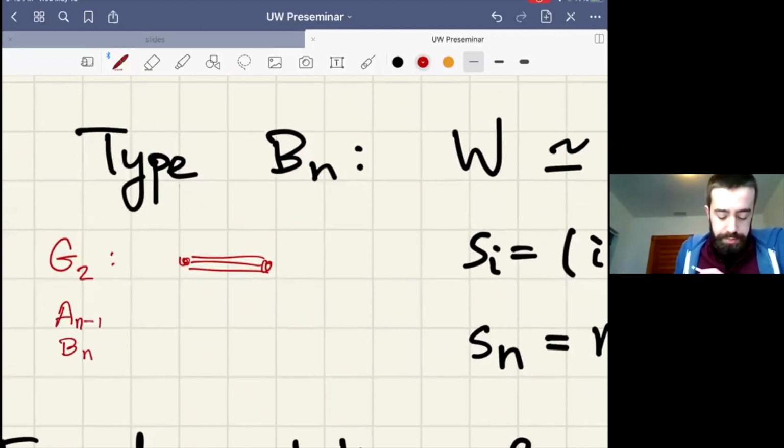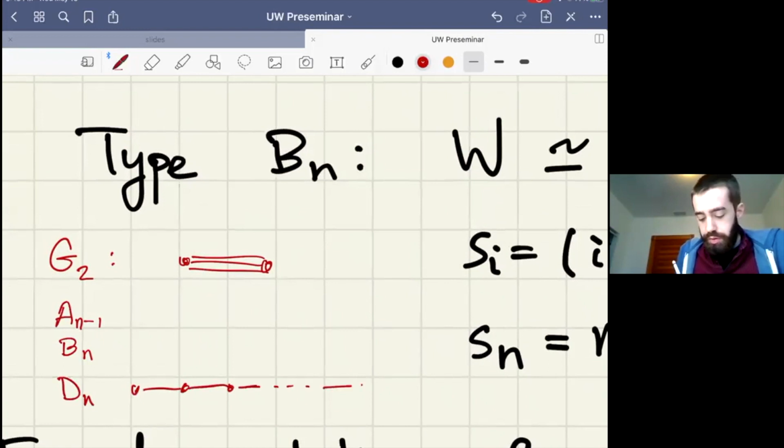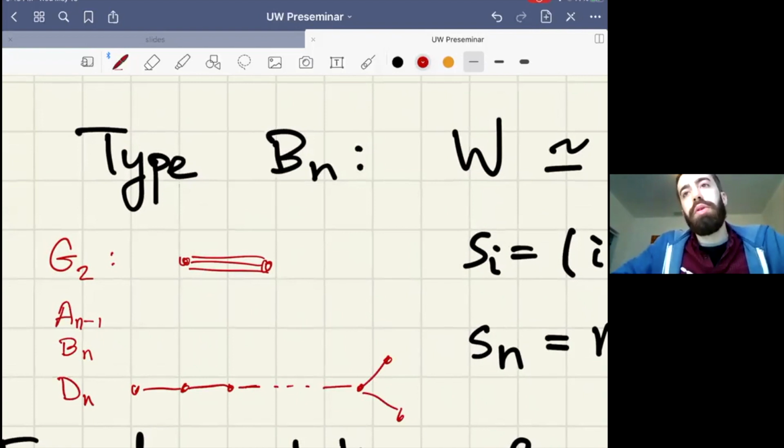and B_n. There's also a family D_n whose diagram looks like this. It's got a fork at the end. This is the group, you can realize this as the group of signed permutations, but where I require there to be an even number of negative signs or an even number of cards flipped over. So that's an index 2 subgroup in type B.